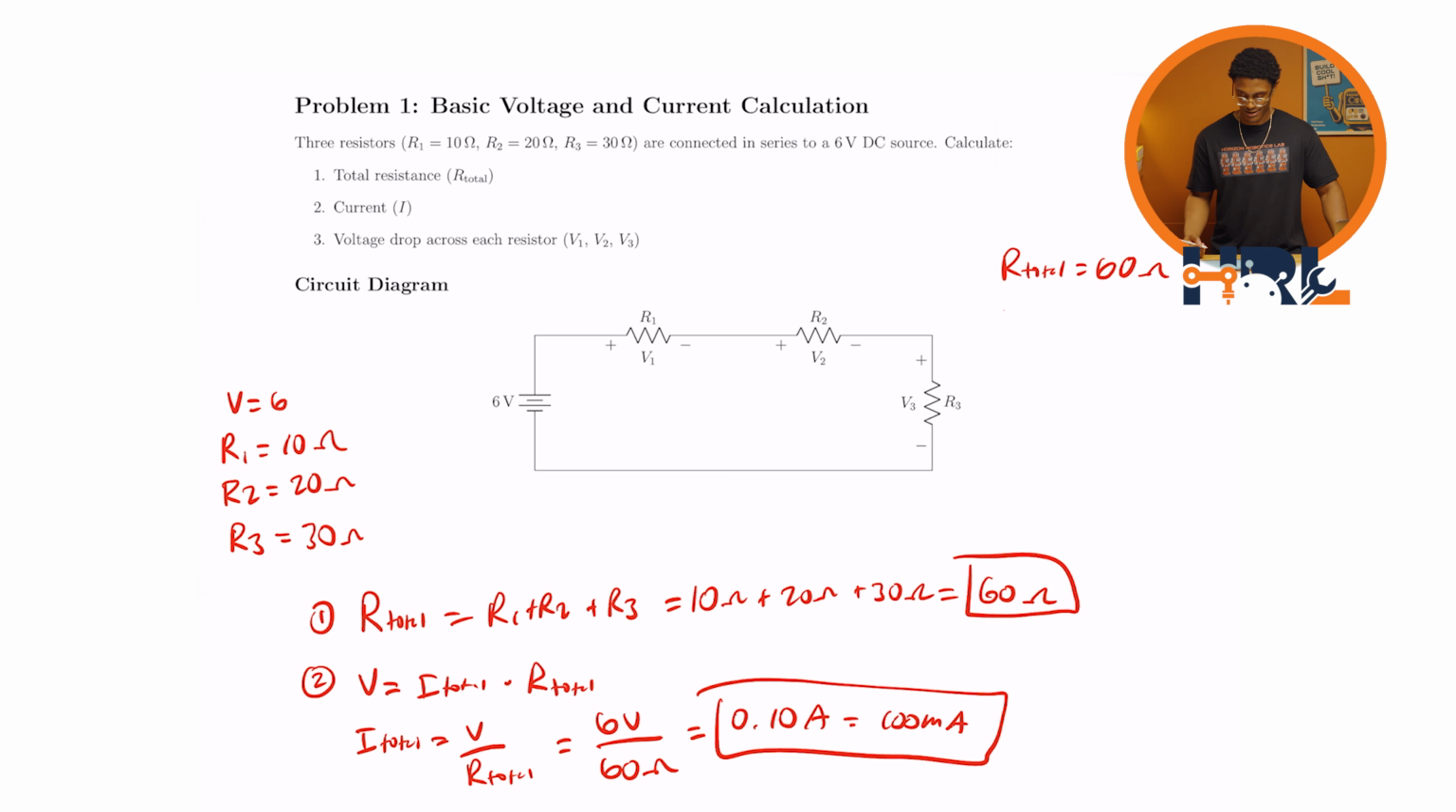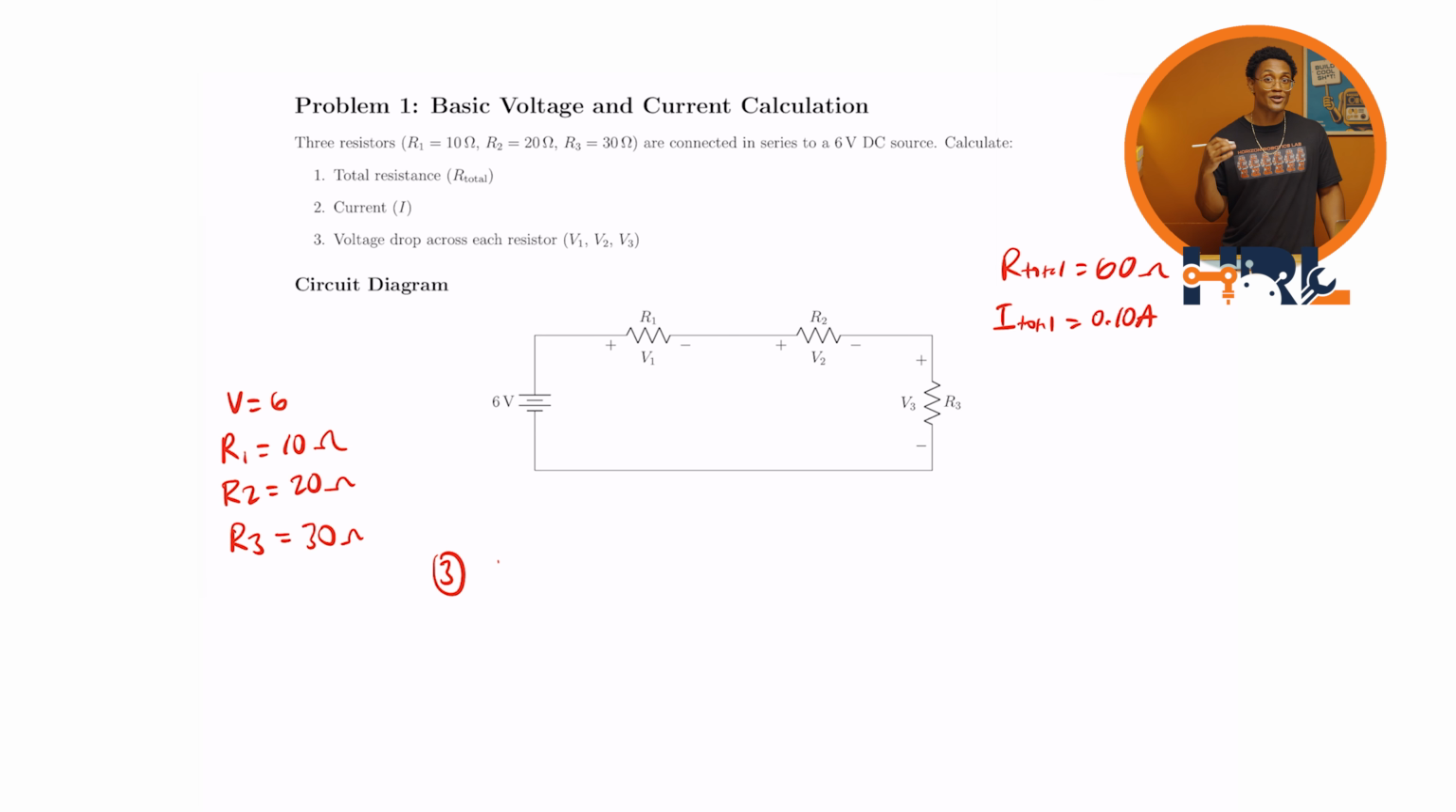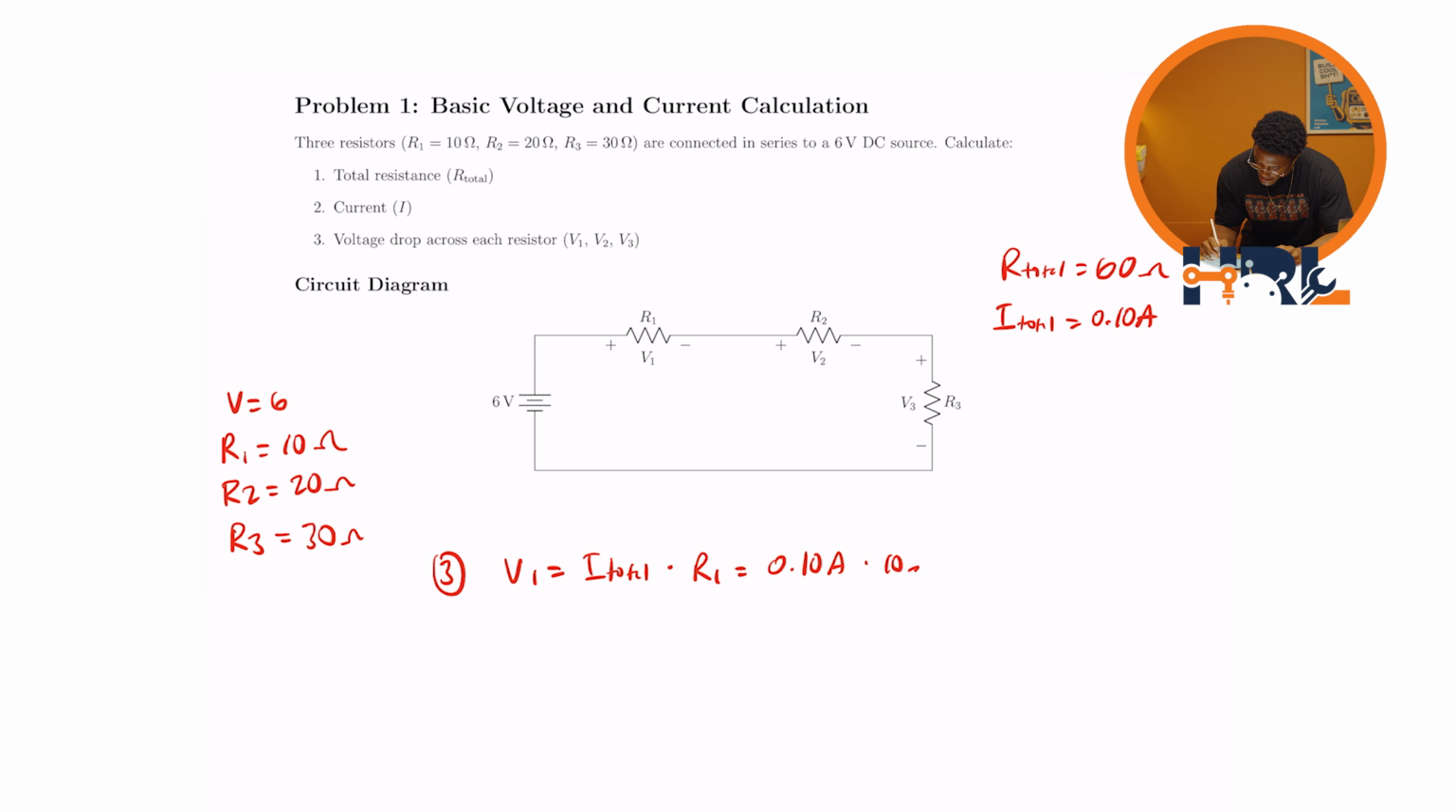Very nice. Now let's calculate the voltage drop across each resistor. Again, we're going to be using Ohm's law, and in this instance, we're going to be using I total for each resistor, and that's because in a series circuit, the current is the same through every component. Let's start with the voltage drop through resistor 1, and again, like always, we're starting with Ohm's law. So, V1 is equal to I total times R1, which is equal to 0.1 amp times 10 ohms. And that is 1 volt.